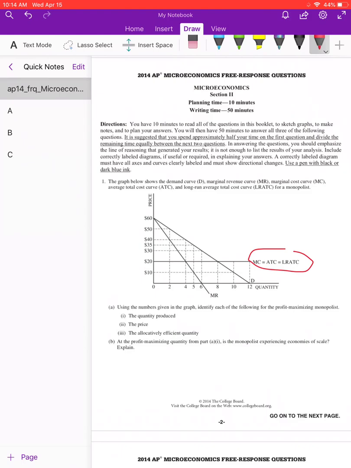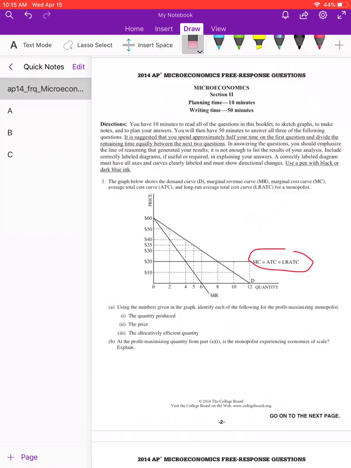Typically, when we draw monopoly, you would draw monopoly with an average total cost curve that is arced like this, with the marginal cost coming through like so. And in this particular problem, they've given you a constant cost monopoly, so we do not have to do that. So what we're going to do is take a look at these questions and see what we can do to answer these. So using the number given in the graph, identify each of the following for the profit maximizing monopolist.